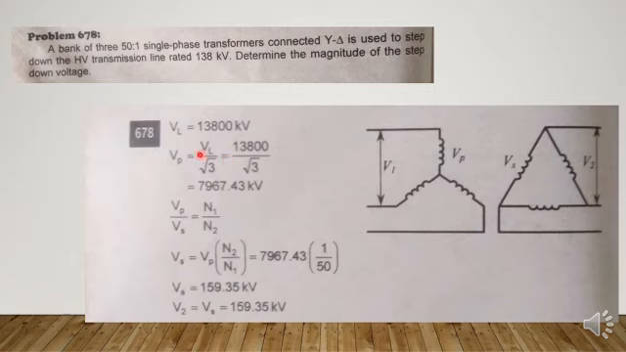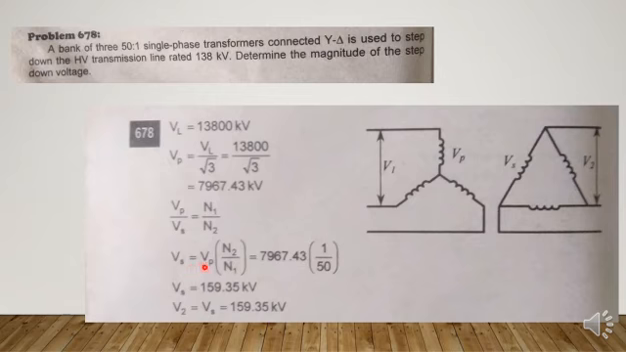Yan. So, VP is equal to VL over the square root of 3. Substitute na lang. Mag-arrive tayo sa sagot na ito. Tapos, gamitin natin yung VP over VS is equals to turns ratio. Then, paglaruan natin yung formula.